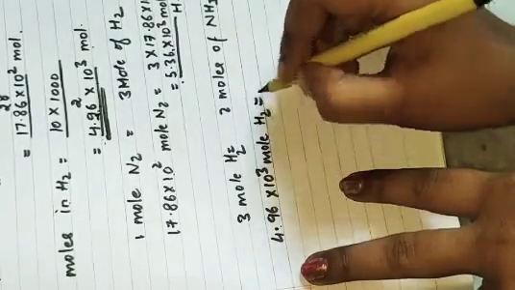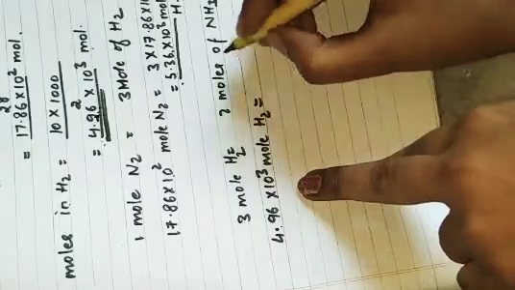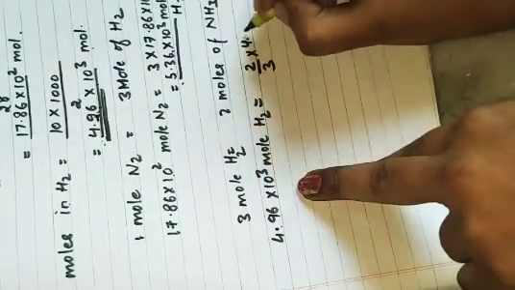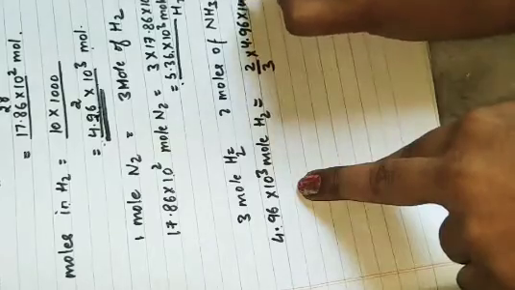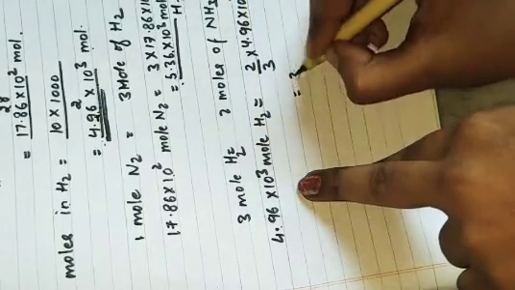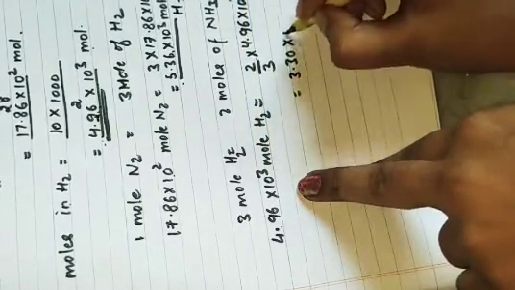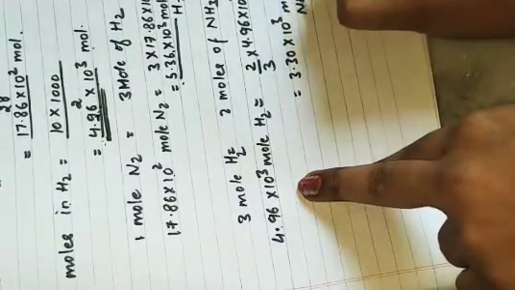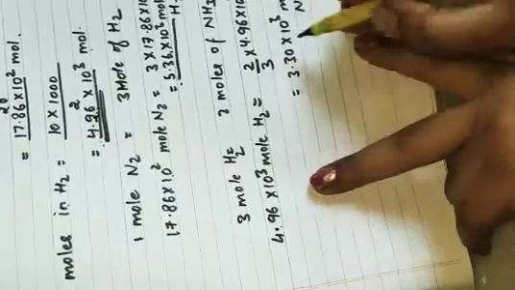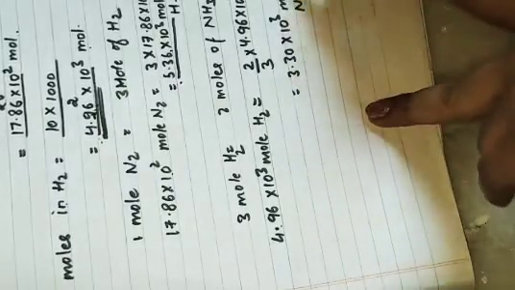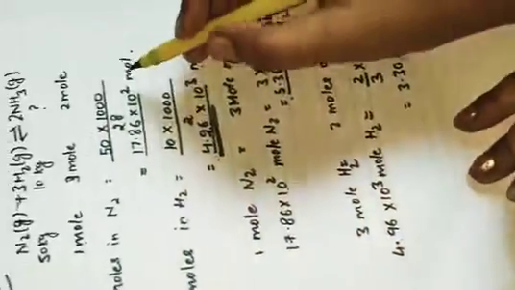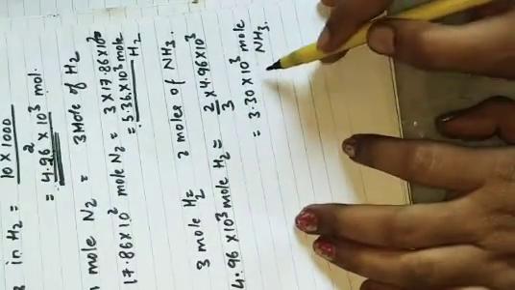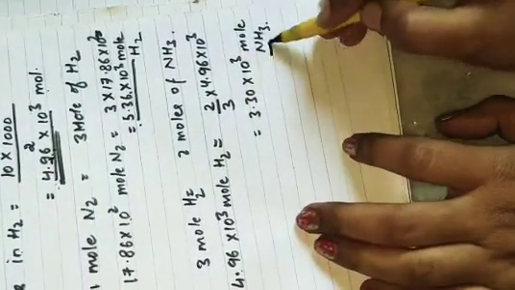Then according to the unitary method, what will you apply? 2 by 3 into 4.96 into 10 to the power 3. So you will get 3.30 into 10 to the power 3 moles of ammonia. Okay, got it. Now these are given in terms of moles. If your question is given in kg, and you want to convert moles of ammonia into kg, first convert into grams and then into kg.